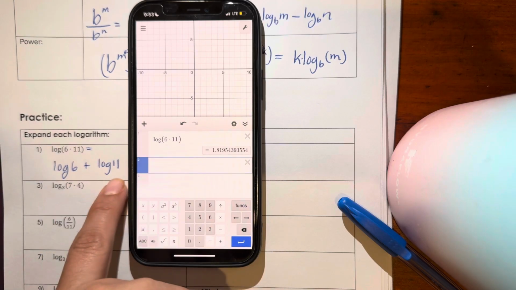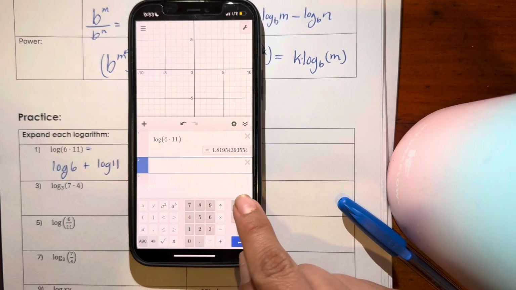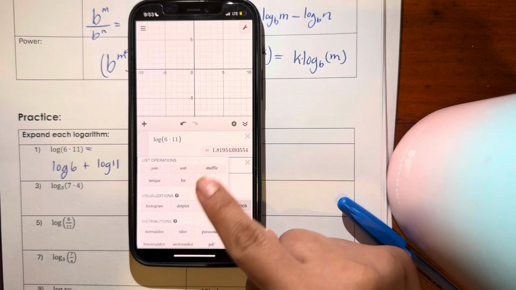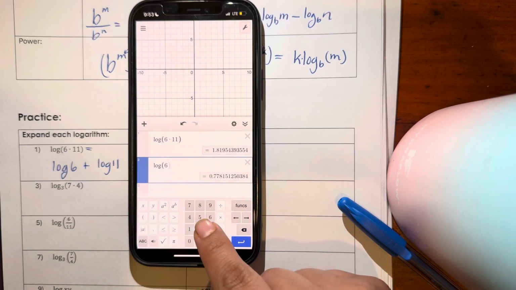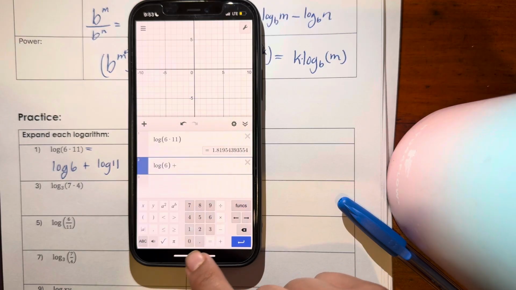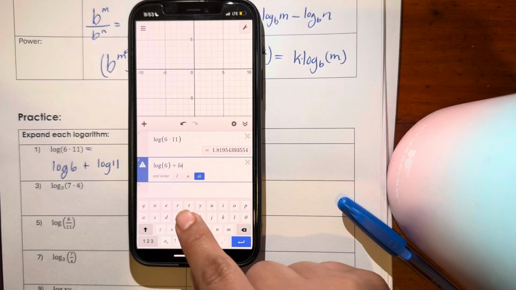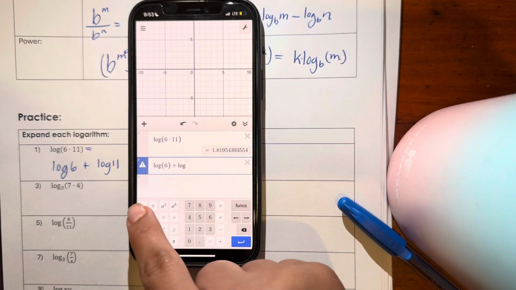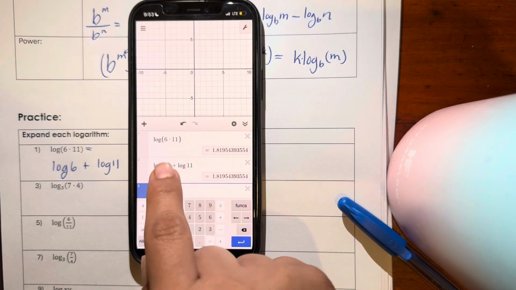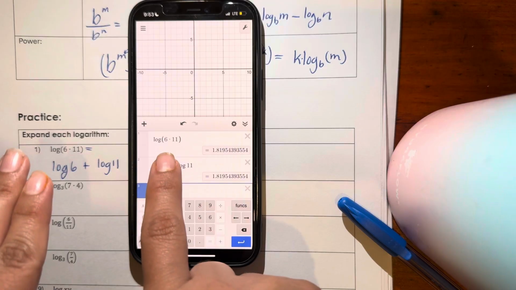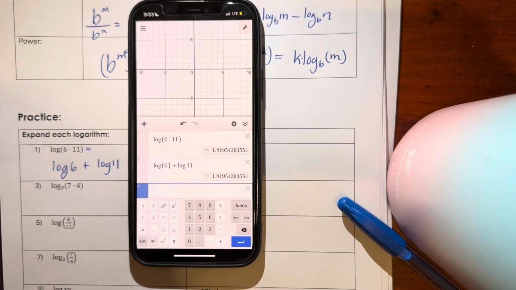So now let's check, did we get the same answer when we write them separately? So log, you can even spell it with your keyboard, log of 6 plus, I can spell it, log of 11. And it's the same answer, right? You get the same answer if they were multiplying together in one log as if you separate them into two separate logs.